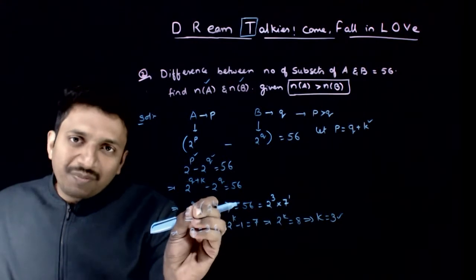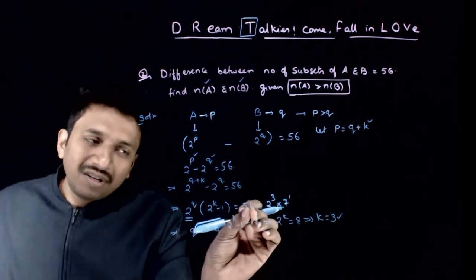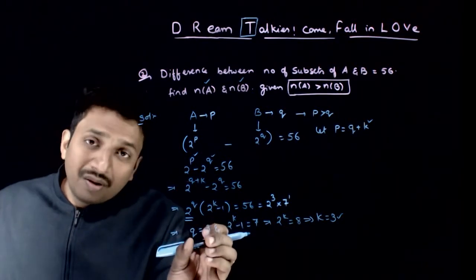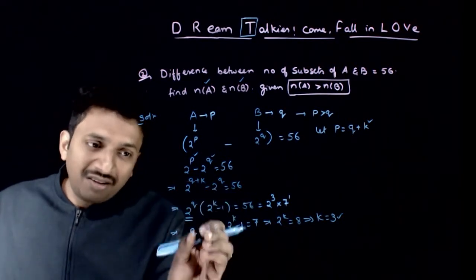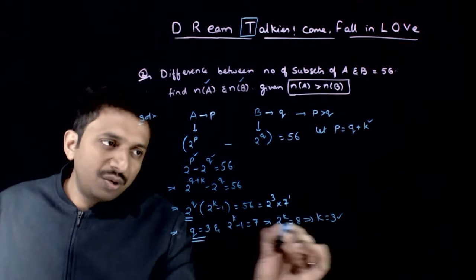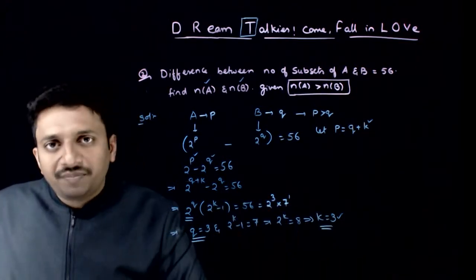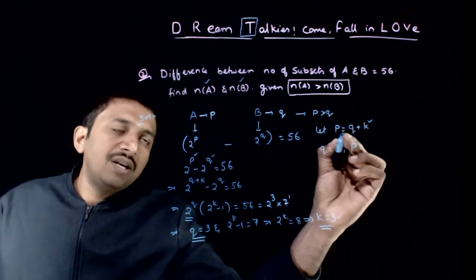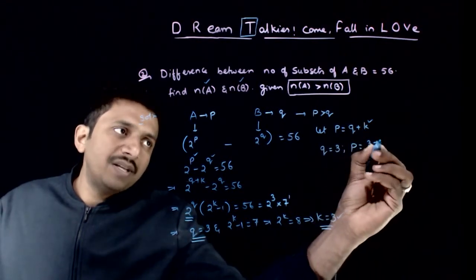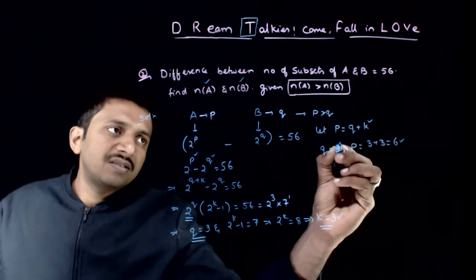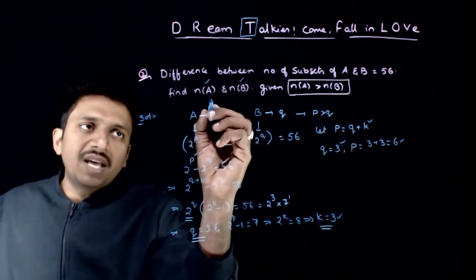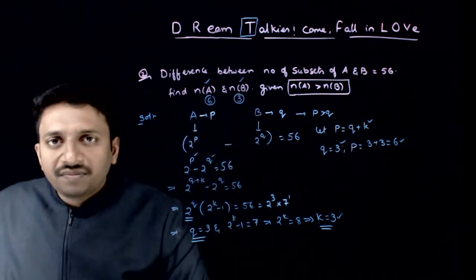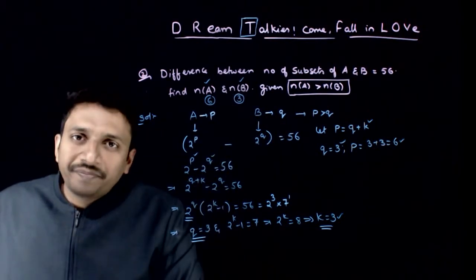So because p and q are integers, you cannot have multiple prime factorizations. So based on that theorem, you can find both the numbers: q is equal to 3 and k is equal to 3. So q is equal to 3 and p is equal to q plus k, that is 3 plus 3 is equal to 6. So these are the two numbers. N of A has to be equal to 6, N of B has to be equal to 3. So this is how you can solve the problem.